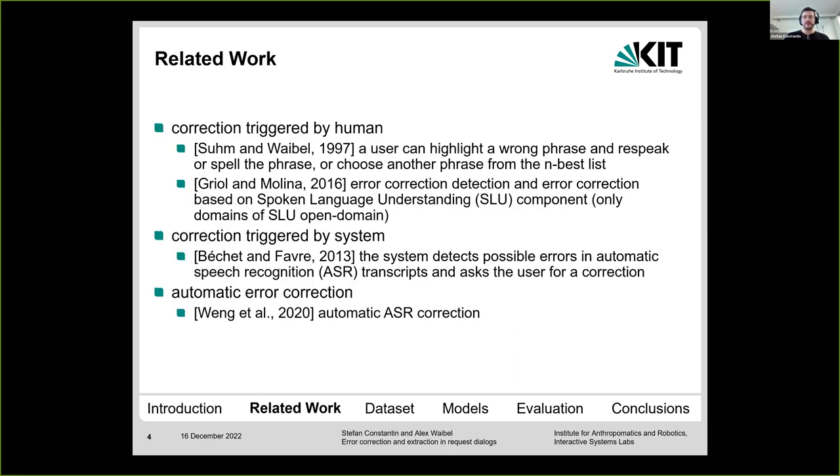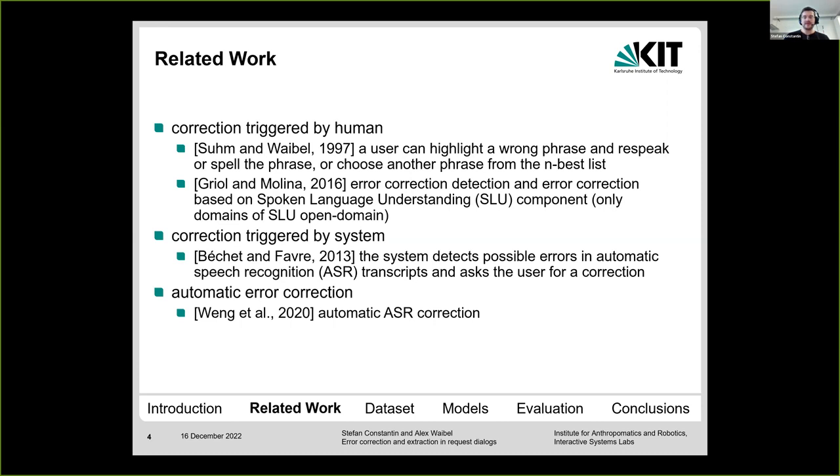There are related works where the user triggers the corrections, like in our work. Sum and Waibel present an automatic speech recognition system where the user can highlight wrong phrases and correct them by respeaking, spelling, or choosing an alternative from the n-best list. However, this is only error correction, but no error correction detection. Skantze and Molina present an error correction detection and error correction system that is based on the spoken language understanding component and therefore only works in the domain of this spoken language understanding component.